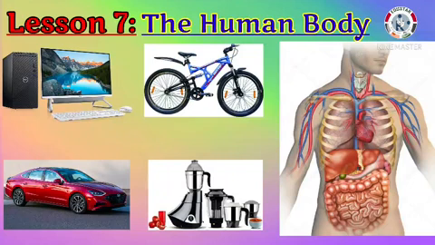Okay. Now let's see lesson 7, the human body. Dear children, you all must have seen computers, cars, bicycles and mixer grinders. These are all machines. The machines are made of different parts and each part performs a specific function. Our body is also like a machine. It is a living machine made of different parts which perform different functions. Now let us learn about our body, its parts and their functions in detail.